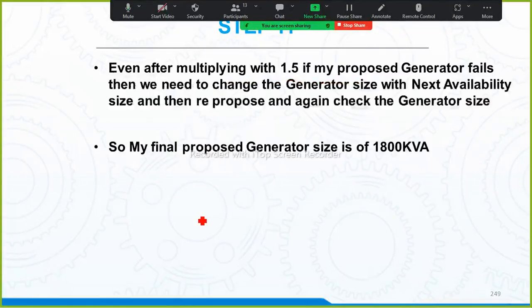Okay, now the next is, even after multiplying with 1.5, if my generator fails, what I told you, the same as the transformer, if the proposed one fails, we need to go with the next available size of the generator and check whether it's satisfied or not. That will be the final proposed size of the generator.